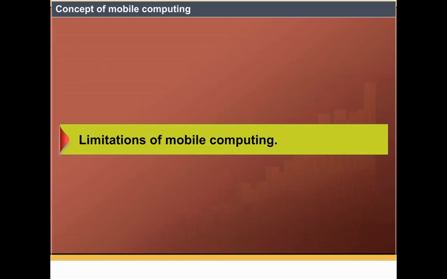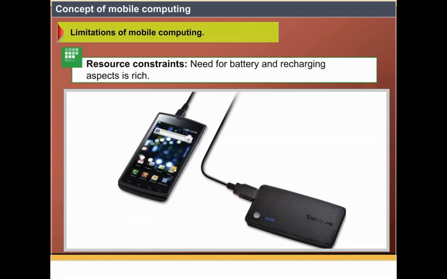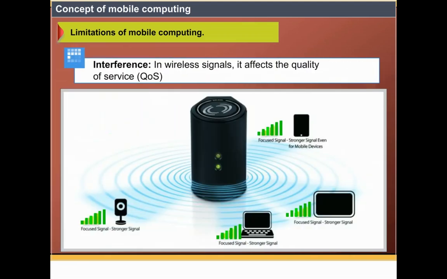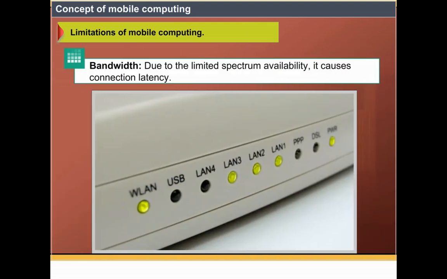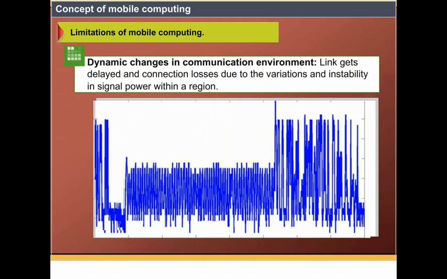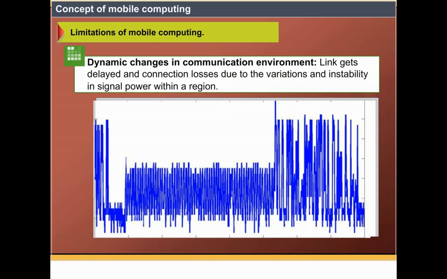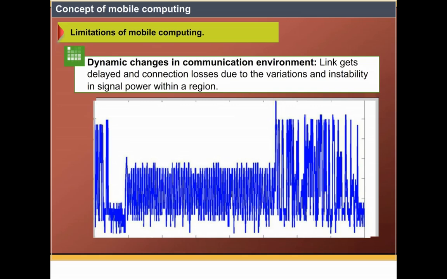Limitations to mobile computing. Resource constraints, battery needs and recharging requirements. Interference in wireless signals affecting the quality of service, QoS. Bandwidth constraints due to limited spectrum availability causing connection latency. Dynamic changes in communication environment, variations in signal power within a region, thus link delays and connection losses.